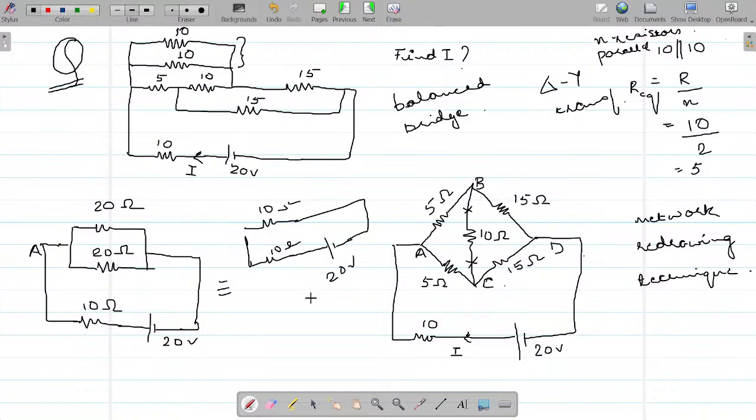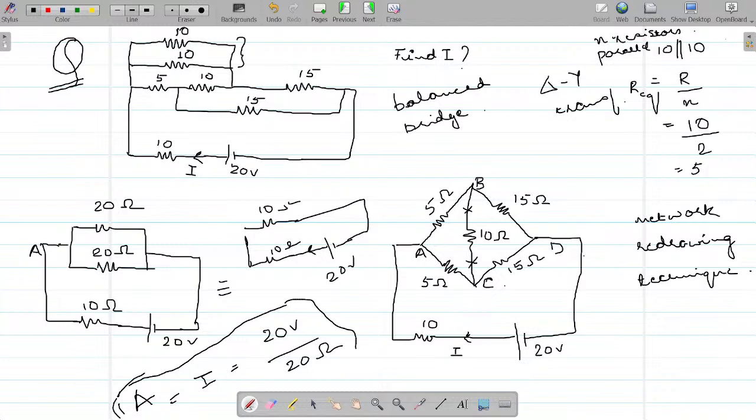So the answer to your question is 20 volt divided by 20 ohms, which gives I equals 1 ampere. I hope it is clear. If you have any doubts, please post it in the live chat. At any point, if there's any doubt, please post it on the live chat.